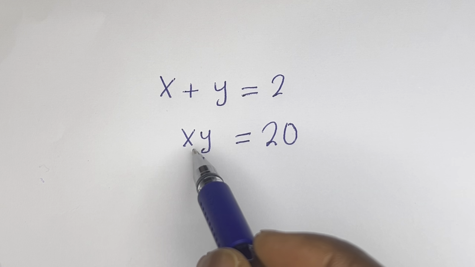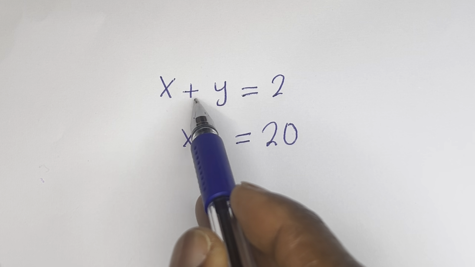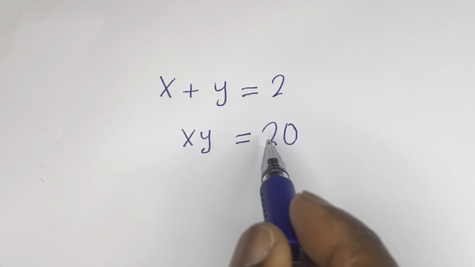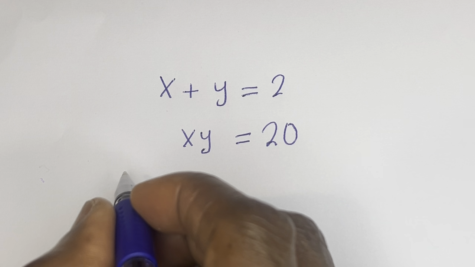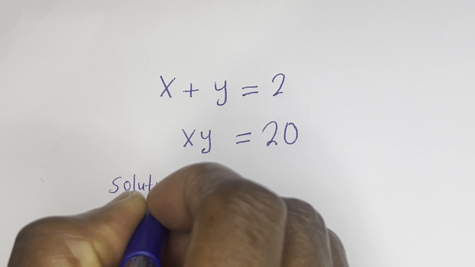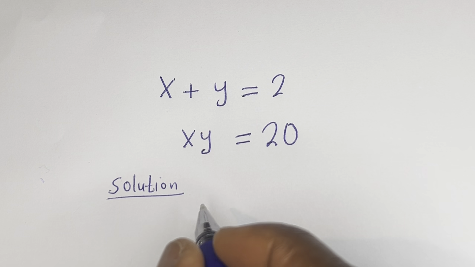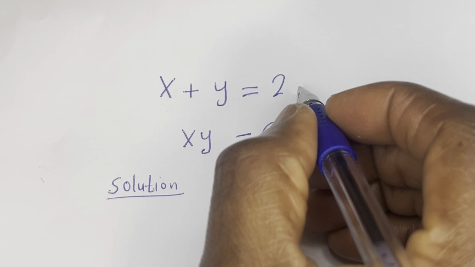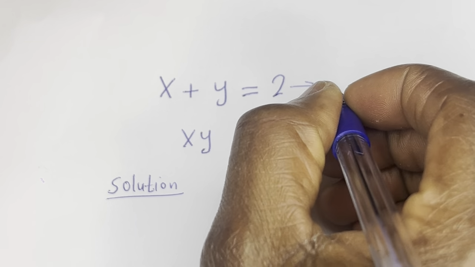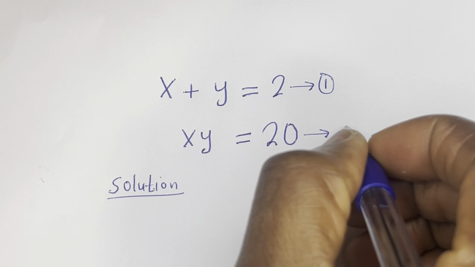Hello, how to solve for x and y from this given equation: x plus y is equal to 2, xy is equal to 20. Solution. x plus y is equal to 2. Let's call this equation 1. xy is equal to 20. Let's call this equation 2.